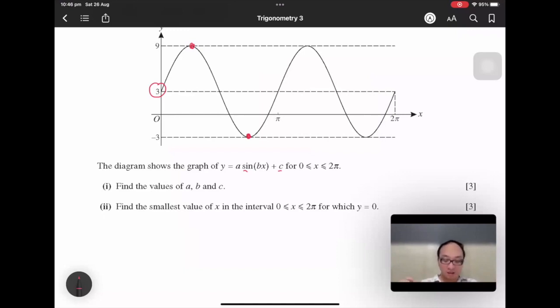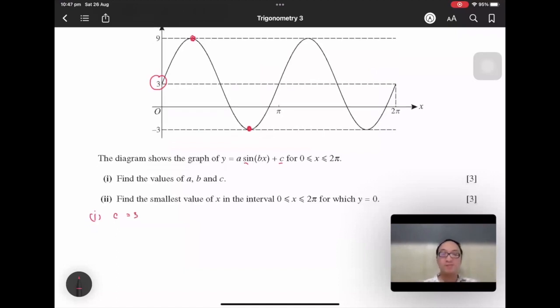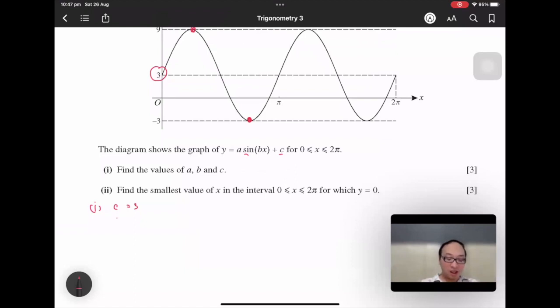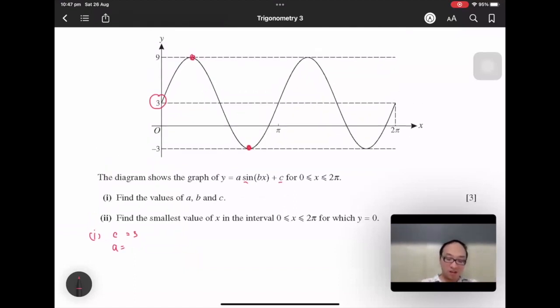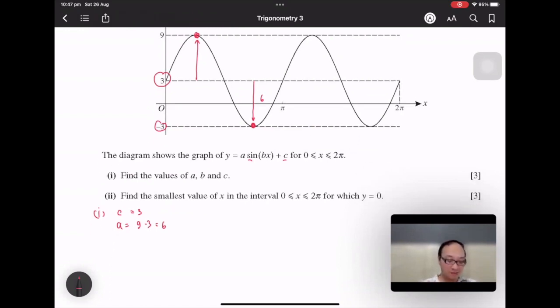So that means I can find c first. c equals 3. A is the amplitude. So a is from 3 until 9. So a is 9 minus 3 equals 6. So we check, this will be 6 as well. 3 to minus 3 is also 6 here. So a is 6, and b.